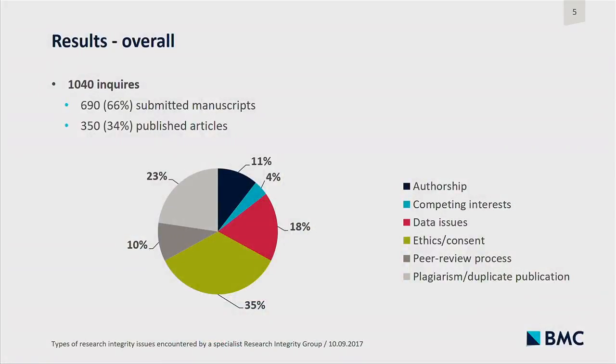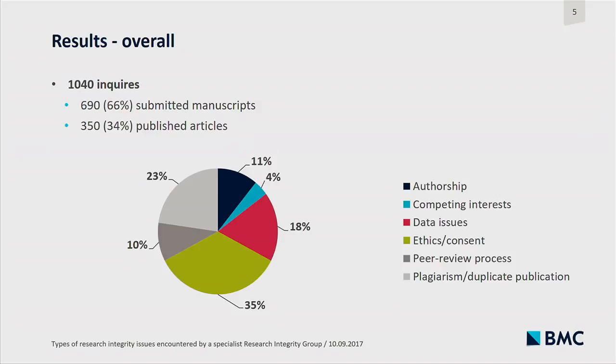So during the time period that we studied, we received 1,040 individual queries from editors. And when we look at how these break down in terms of pre-publication and post-publication, we see that the largest group is relating to submitted manuscripts, so before publication, and there were 690 of these, so 66% of the total queries. And then 350 of them, so 34%, related to published articles.